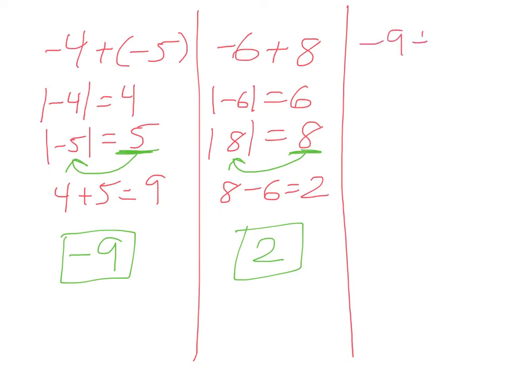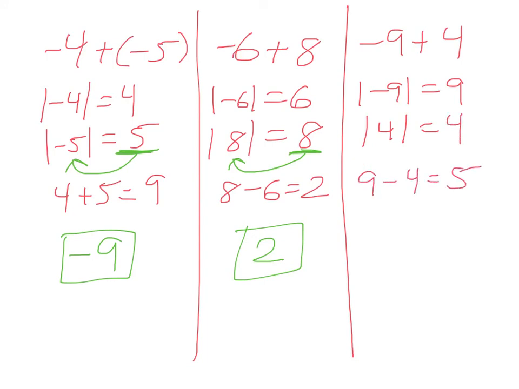Negative 9 plus 4. Again, the absolute value of negative 9 is 9. The absolute value of 4 is 4. I'm going to do 9 minus 4, which is 5. But since the larger absolute value came from a negative number, my answer will be negative, and I will get negative 5.